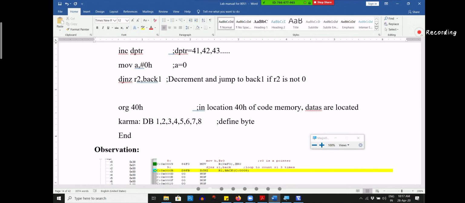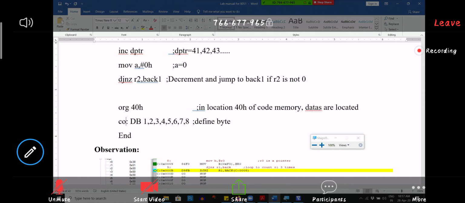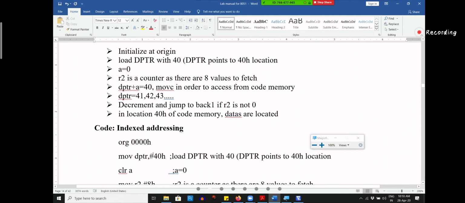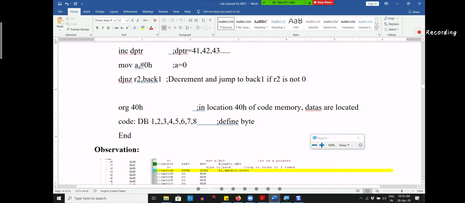even in serial interfacing, we have used this technique. The hash code will do the same thing. The work is the same. But why I have written 40h here is to make you understand that this lookup table will be located at 40. I'm trying to make you understand, okay? But it's the same thing.